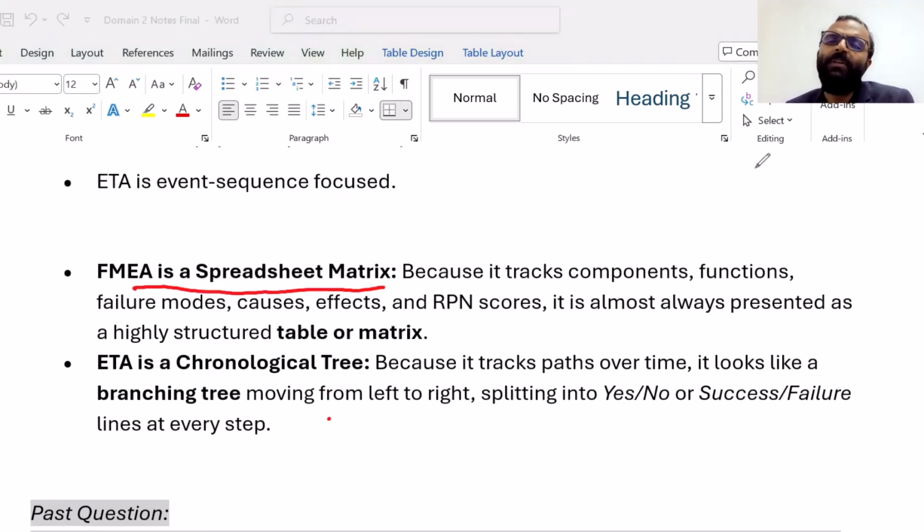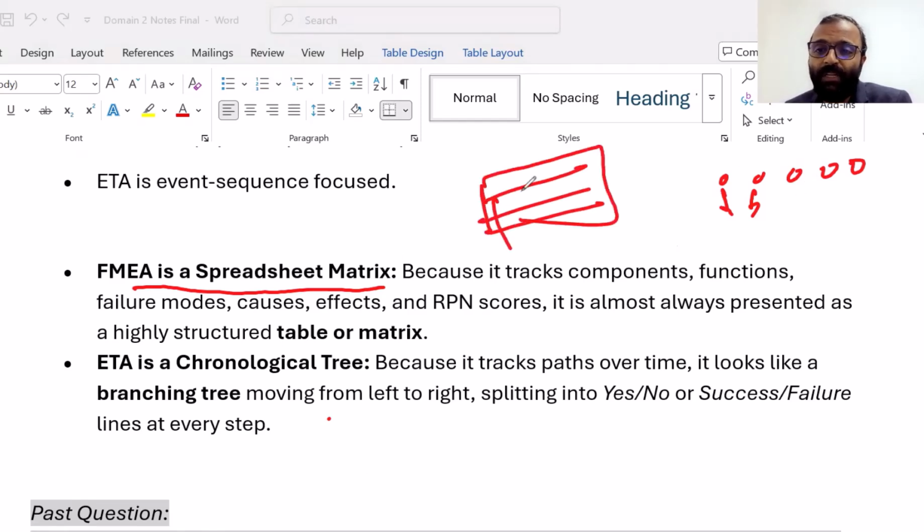So FMEA means what? We will be understanding each and every component. We will be checking how it is failing and how it will be affecting our overall component. That is, we will be having a spreadsheet, an Excel sheet for that.